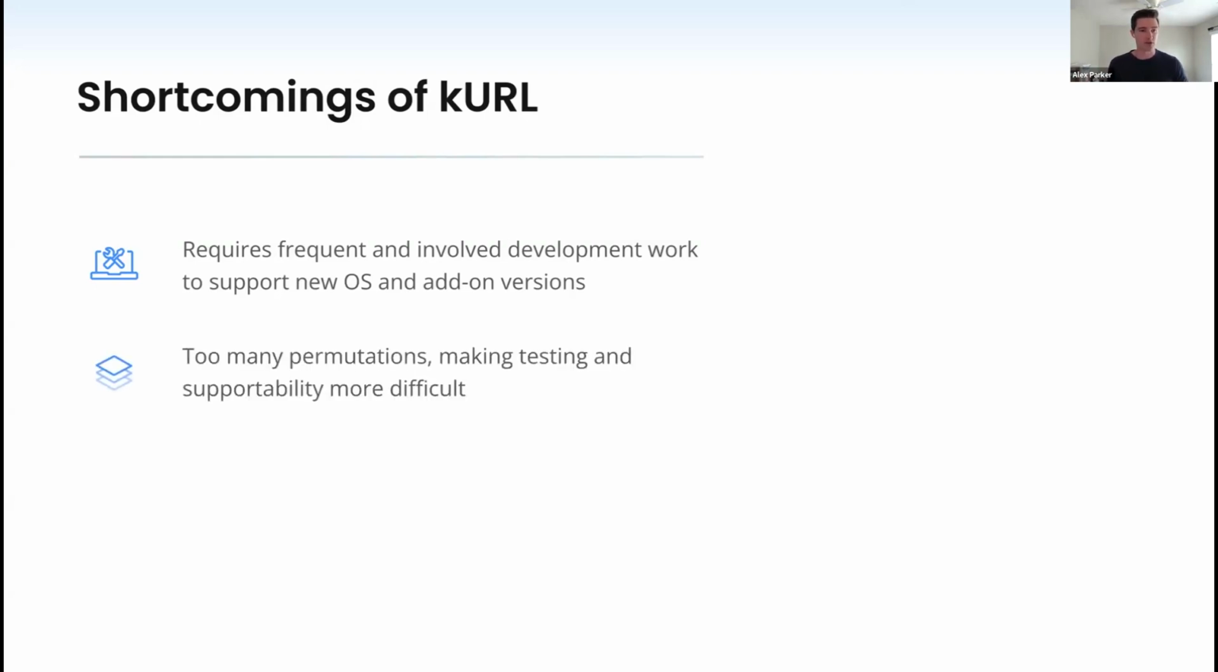As I alluded to, there are a lot of permutations with all the different add-ons we've supported over time and the different versions. If you were to include the different configuration parameters you could pass to those, you're probably talking tens or hundreds of thousands of different permutations, certainly thousands even if you were to just look at the add-ons and the versions. That makes testing and supportability a lot more difficult for us.